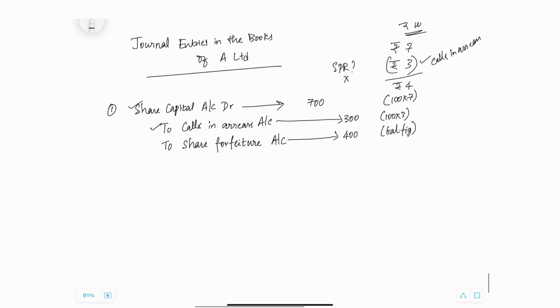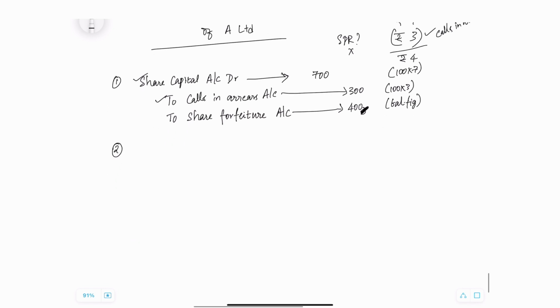If you have premium in the question, this entry becomes much more complicated. So don't try to arrive at this. You might make a mistake and the journal entry itself will not tally. So let this number be the balancing figure. So this is the first journal entry.